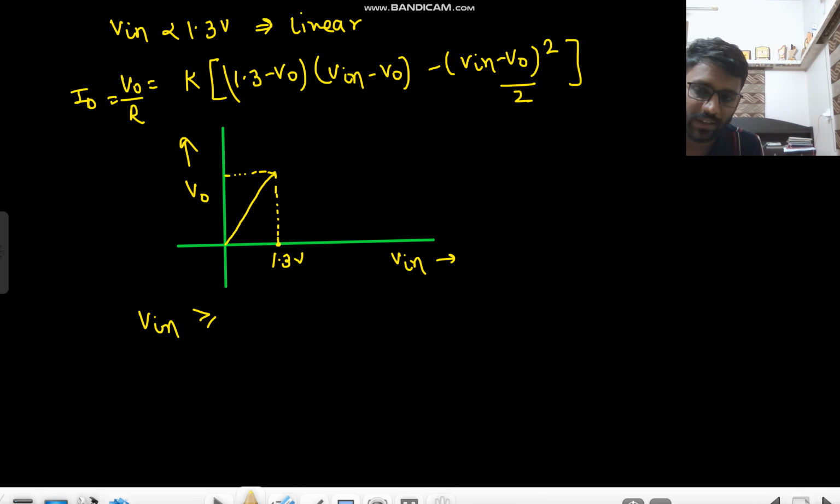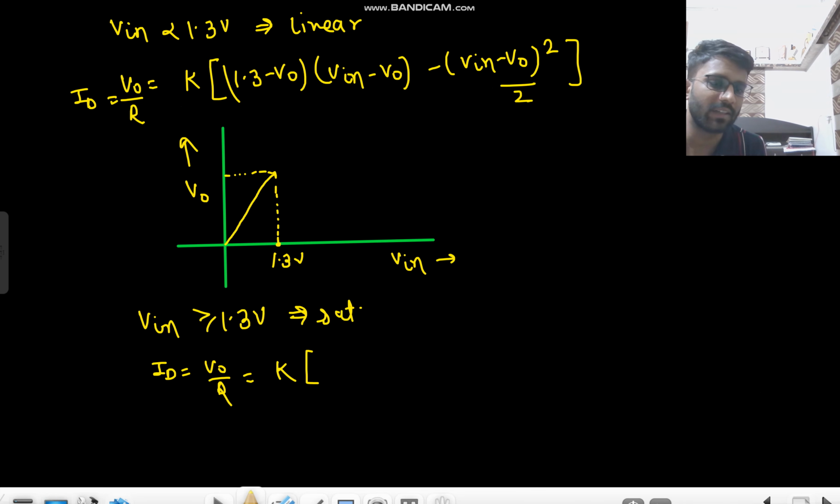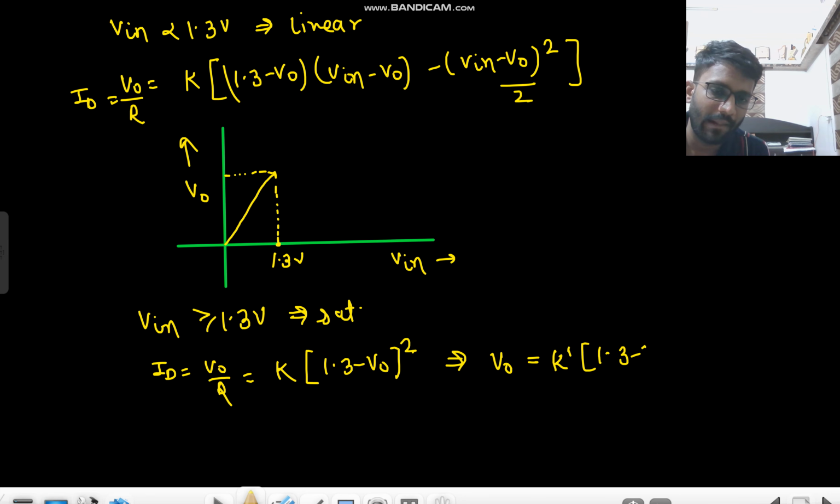For Vin greater than 1.3 volt, it is always advisable to write the current equations. So what will be your ID? That would be Vo by R. That would be some constant times (VGS minus VT), V overdrive, 1.3 minus Vo. What do you see here? Your Vo is independent of the input voltage. So how will the curve look like?